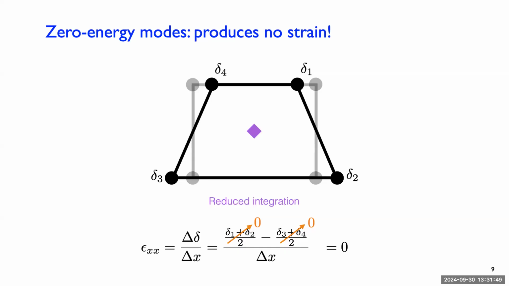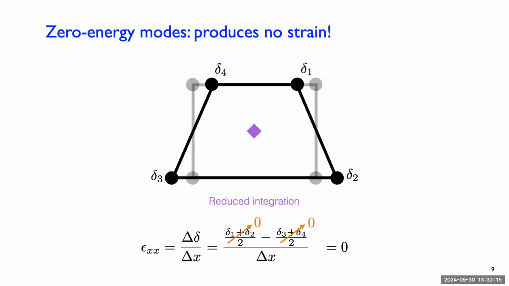So if this element deforms in this trapezoid shape, and we ask it, what is your XX displacement? It will say 0, because the average change in length in the x direction is 0. If you look at the midpoints of these edges, you can see they didn't change length. So for this type of deformation, the average XX strain is 0.